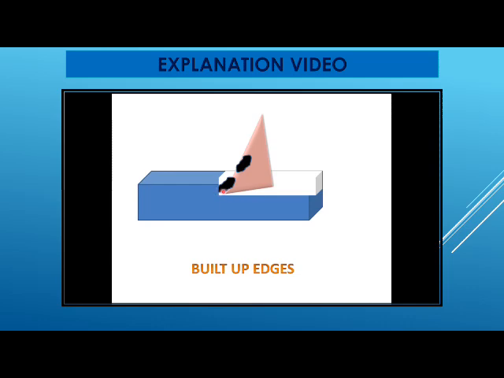These built-up edges are chips welded to the tool, which will affect the tool quality. They are called built-up edges because they reduce the cutting speed and cutting efficiency of the tool, hence the name. And so these are the types of chip formation.